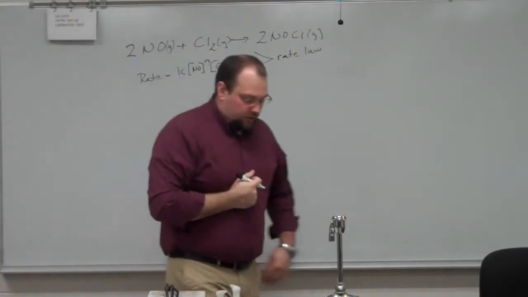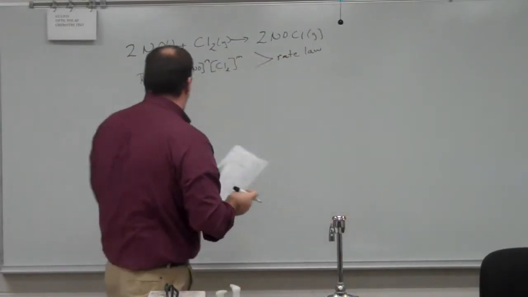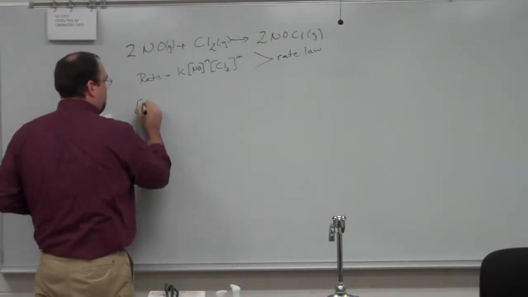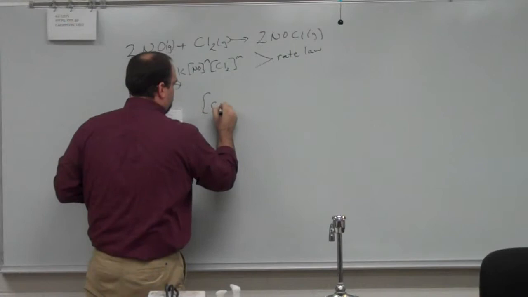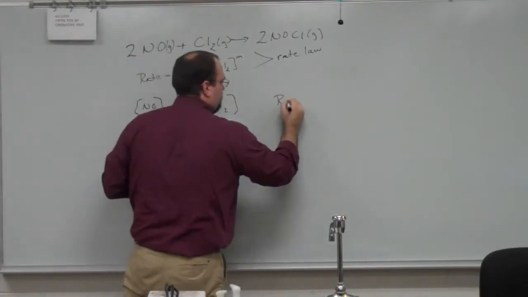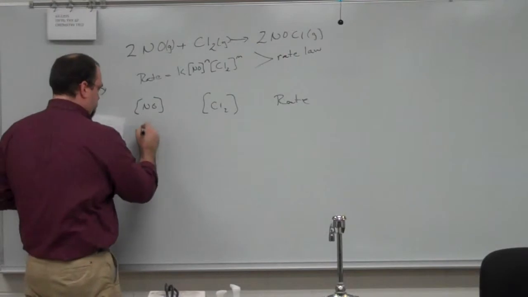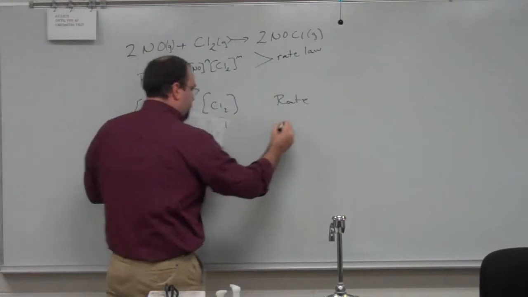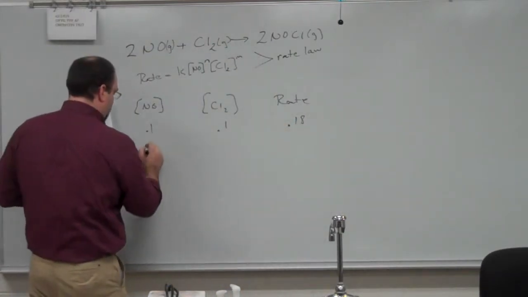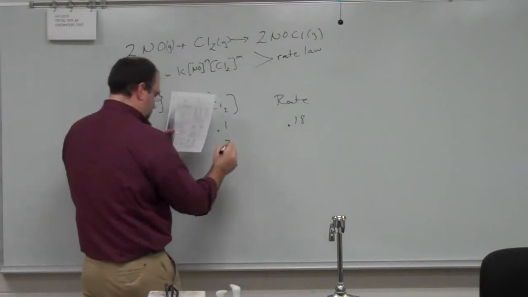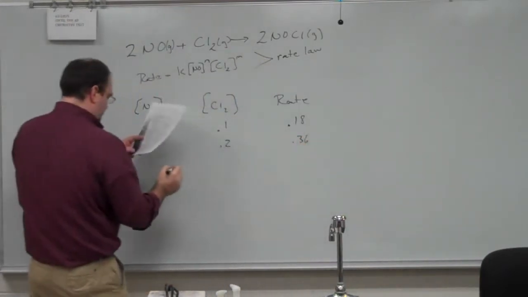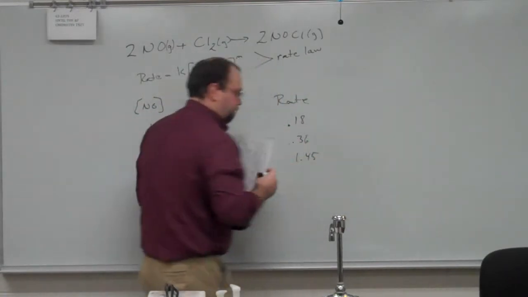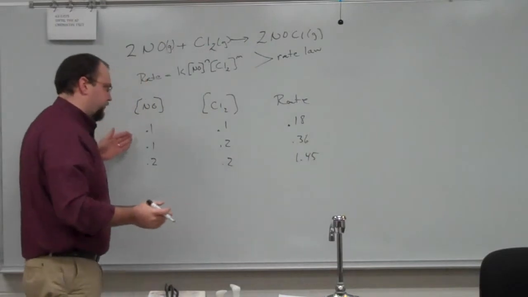So we need to look at some experimental data. We have 3 trials. Let me quickly write this down, with concentrations and rates. For trial 1, I have 0.1 molar here, 0.1 molar here, and a rate of 0.18. And I have 0.1 here, 0.2, 0.36, and 0.2, 0.2, 1.45.